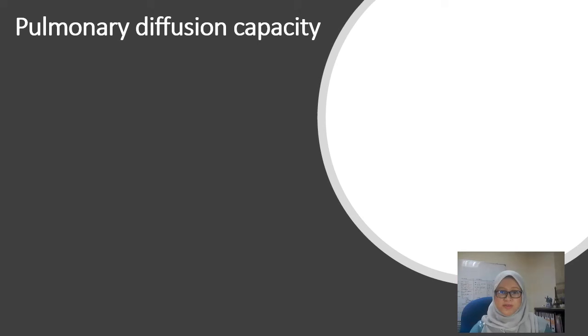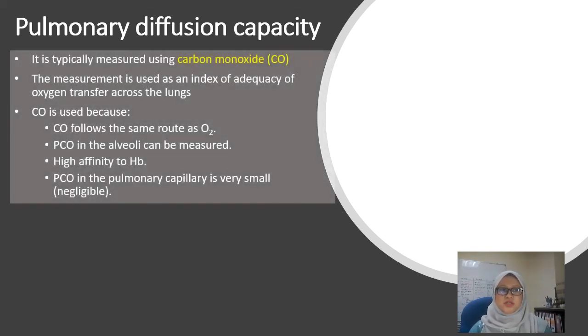Pulmonary diffusion capacity, or DL, can be measured using carbon monoxide. The reasons for choosing carbon monoxide instead of other gases such as oxygen or carbon dioxide are these. The first reason is that carbon monoxide follows the same route as oxygen. The second reason is that the partial pressure of carbon monoxide in the alveoli can be measured. The third reason is that it has high affinity to hemoglobin. And the last reason is that partial pressure of carbon monoxide in the pulmonary capillary is very small or negligible.